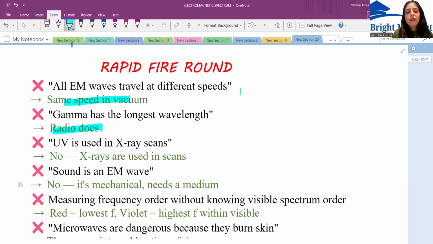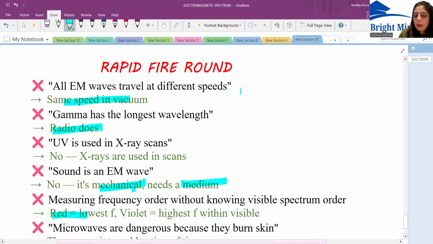Sound is an EM wave? No, it's a particle wave. It's a mechanical wave. Okay, it needs a medium for the propagation. Measuring frequency without knowing the visible spectra order. Basically, what does that mean? Red has your lowest frequency and the violet is going to have your highest within this region, basically.